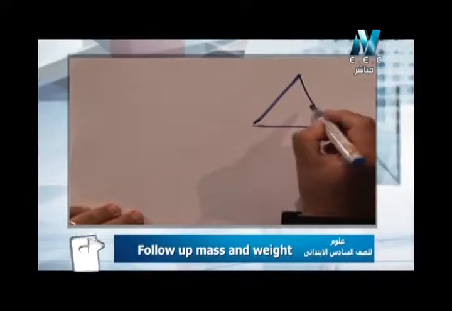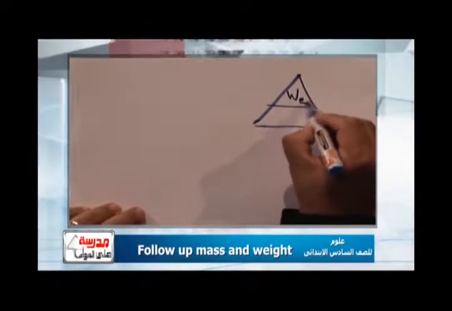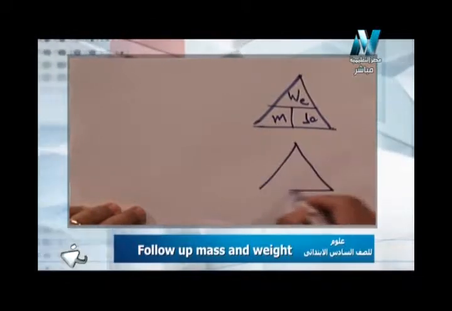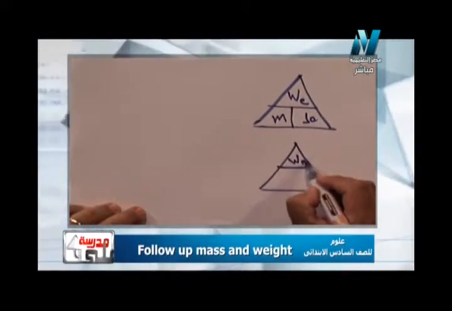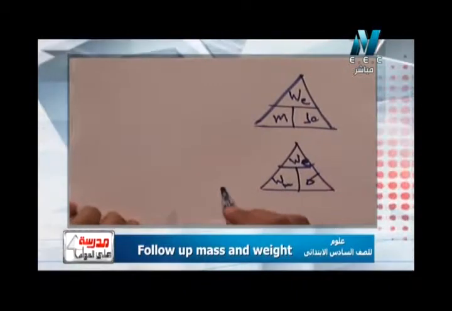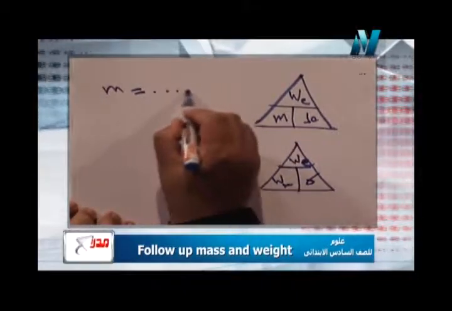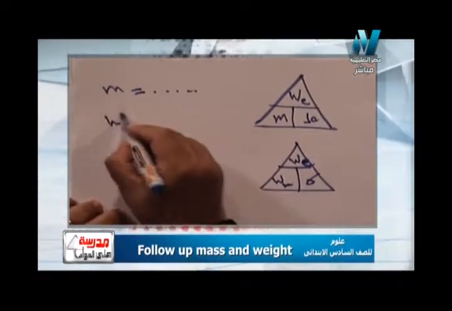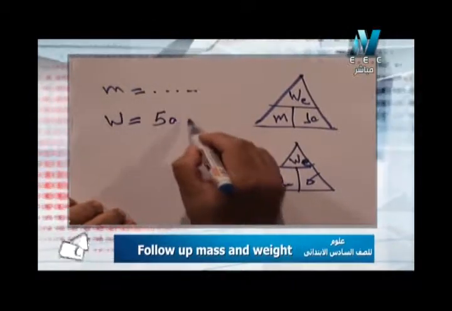The first rule: weight on the earth equals mass by 10. Weight on the earth, sorry, weight on the moon by 6. So calculate the mass. I don't have mass. Look here, mass is absent. Whose weight is 50 Newton. The weight is what? 50 Newton.